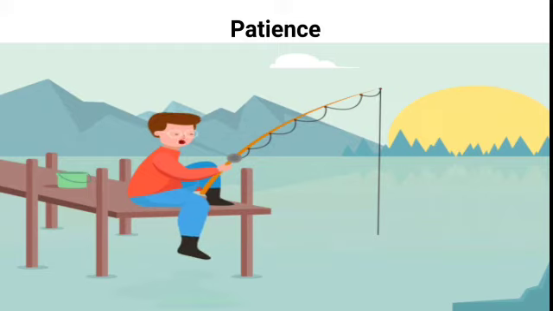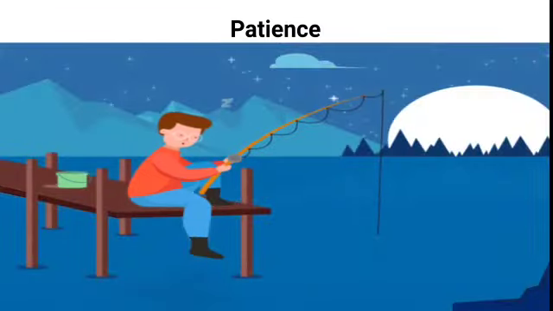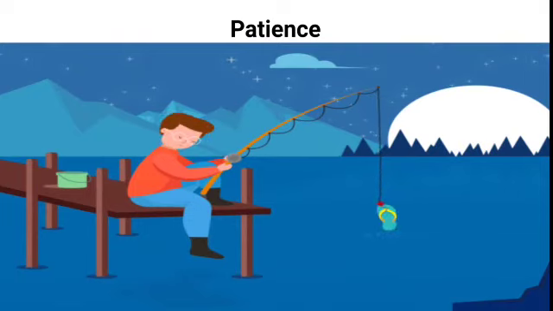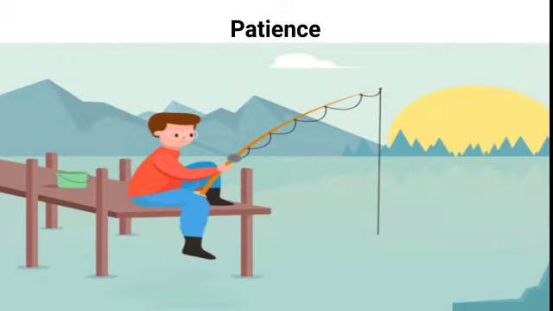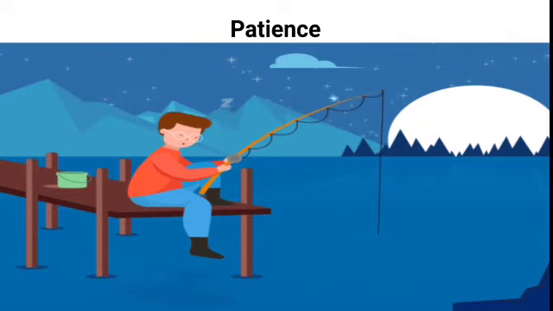So children, I hope you all understood abstract noun, including collective nouns and material nouns. Children, this was part 1 of nouns and pronouns. In part 2, we will understand pronoun.